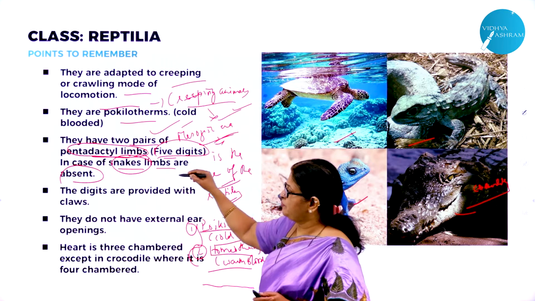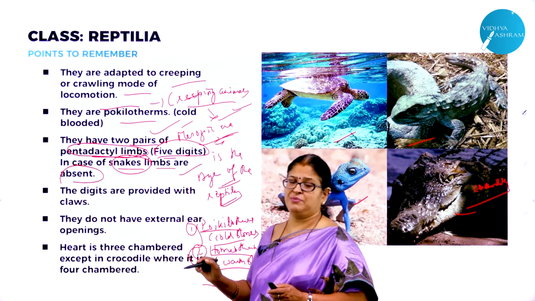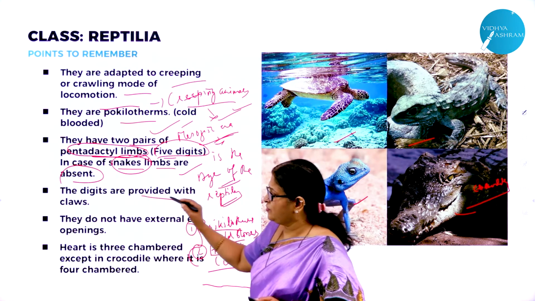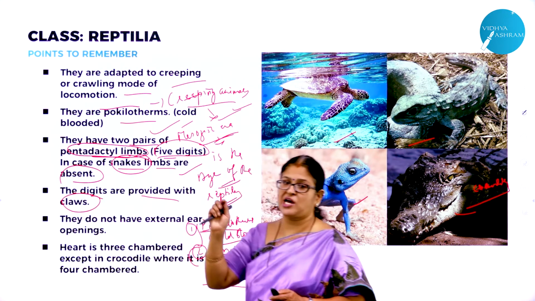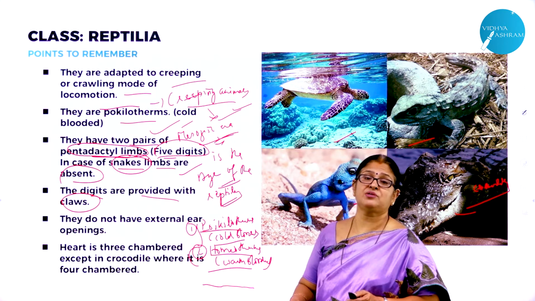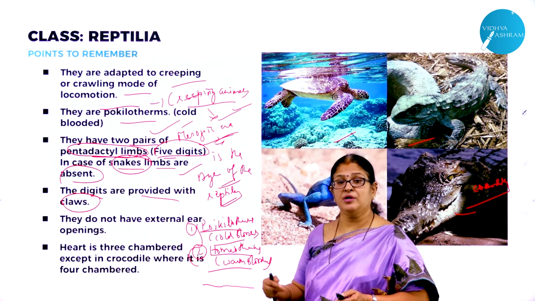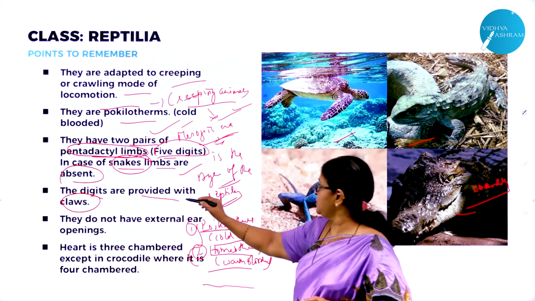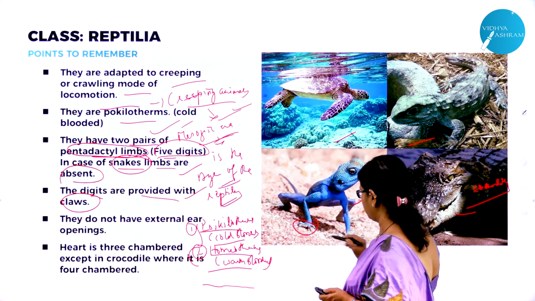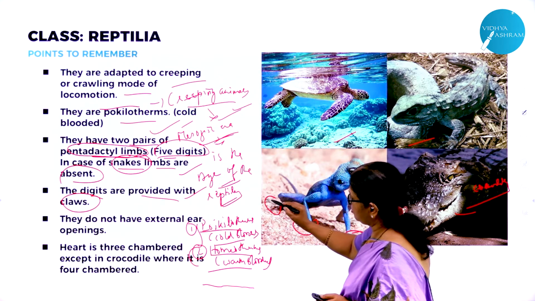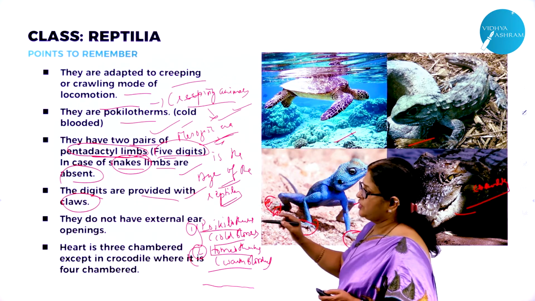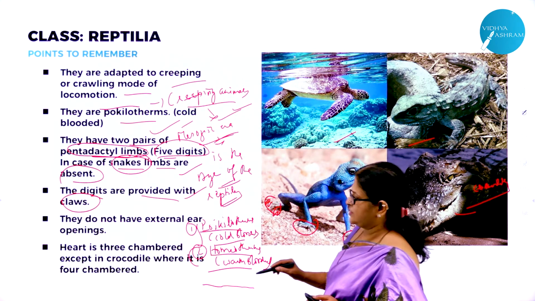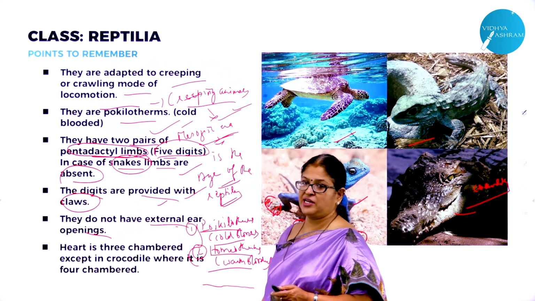Next, very important, in some animals the digits will end with claws, very sharp claws, and that is also a means of what? Protection. For a predator to catch hold of the prey, or even to protect themselves from the predator. So sometimes you can see here the claws. You can see in this animal the claw. Right. So here the digits are provided with what? With claws. Right. Next, they do not have external ear openings.